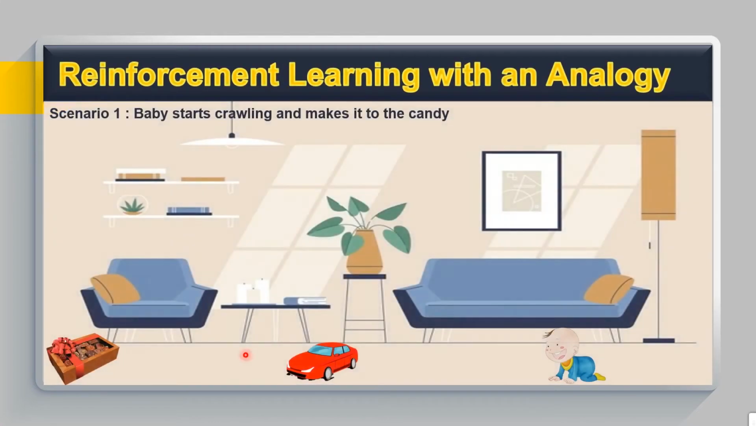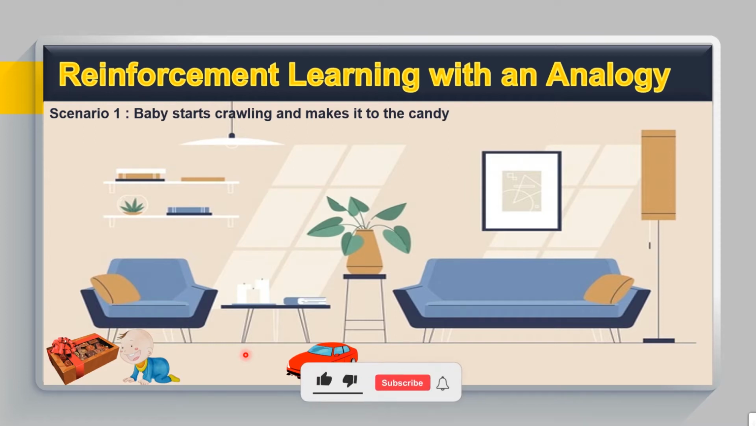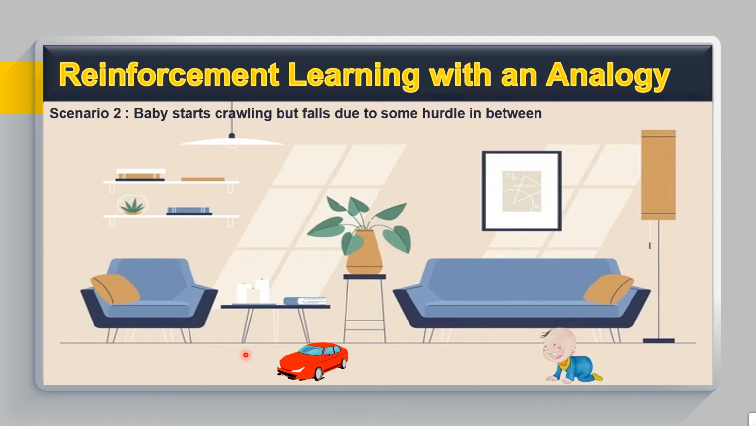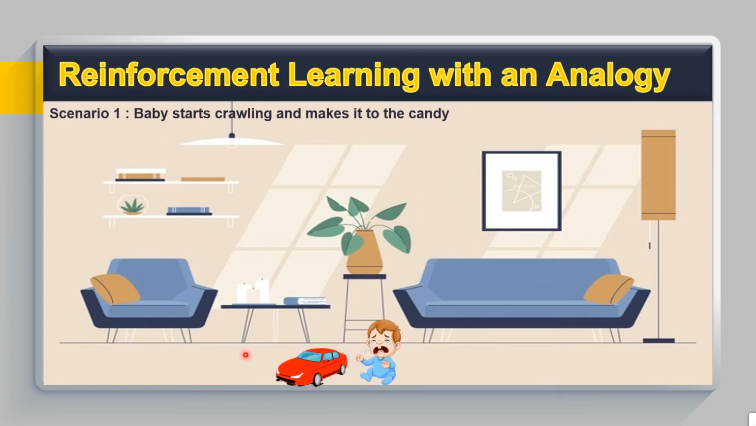Now let's look at reinforcement learning with an analogy. So consider a scenario where a baby is learning how to walk. The scenario can go about in two ways. Now in the first case, the baby starts walking and makes it to the candy. Here, the candy is basically the reward it's going to get. So since the candy is the end goal, the baby is happy. It's positive. So the baby is happy and it gets rewarded with a set of candies. Another way this could go is that the baby starts walking but falls due to some hurdle in between, the baby gets hurt and it doesn't get any candy, and obviously the baby is sad. So this is a negative reward, or you can say this is a setback.